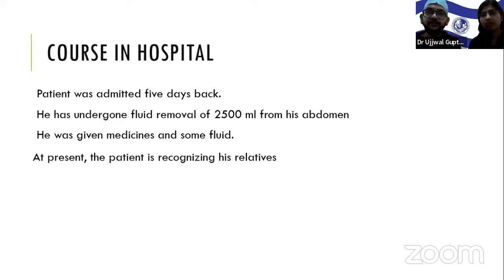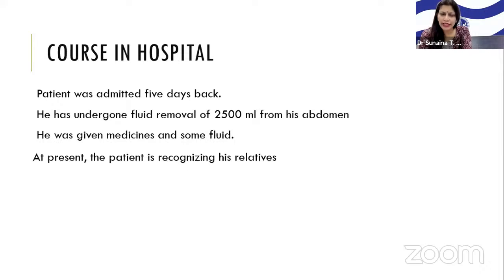As I already told, the patient was admitted on 16th of October. So since 5 days, the patient has undergone fluid removal of around 2500 ml from his abdomen, and he was given some medications and some fluid as informed by his wife. At present, the patient is recognizing his relatives and his condition has improved. So in this case, the patient has liver involvement, had altered sensorium, jaundice, abdominal distension.